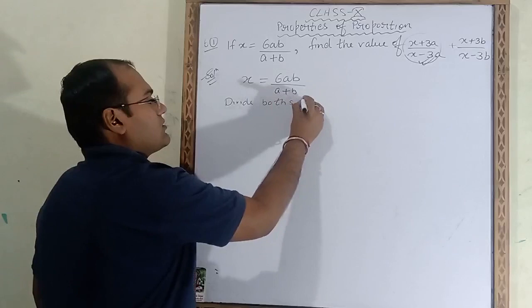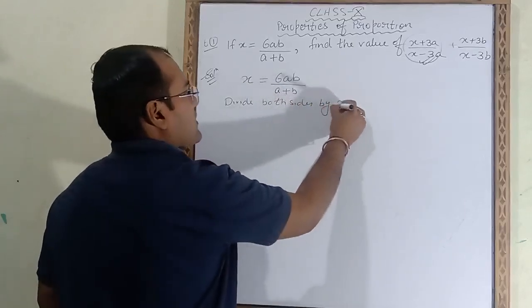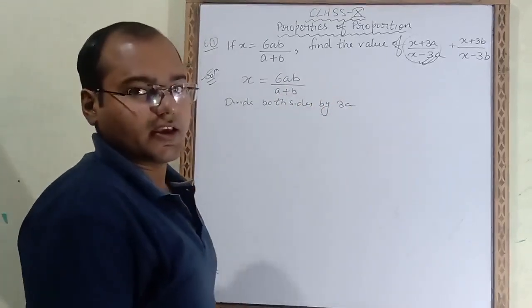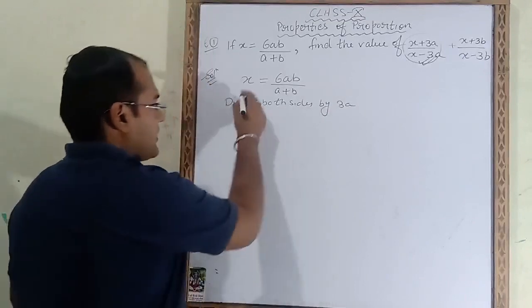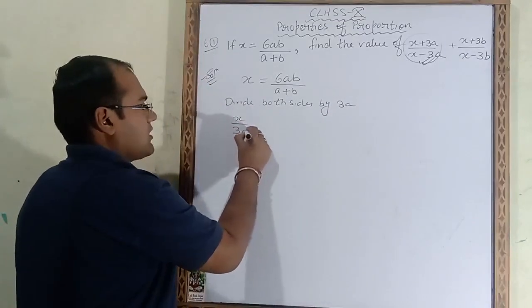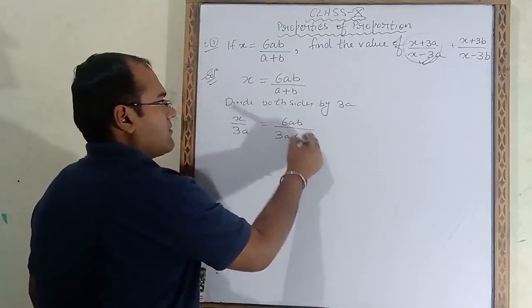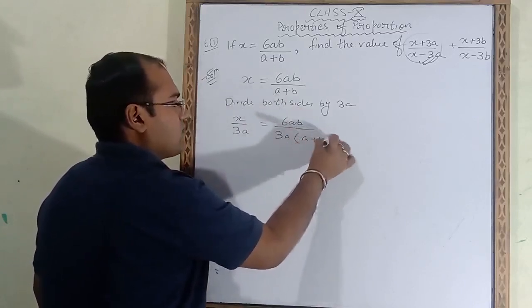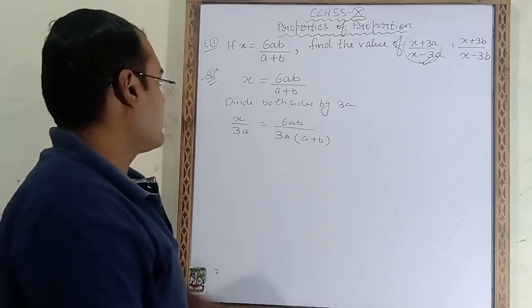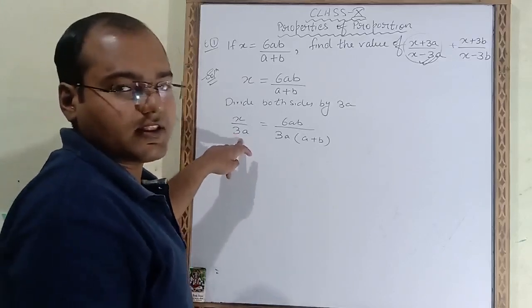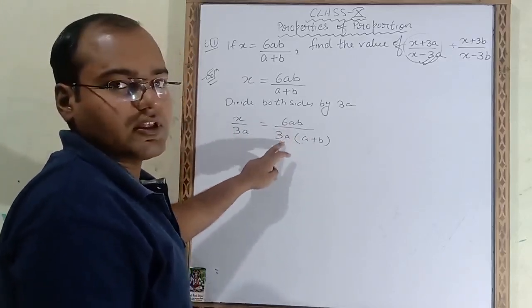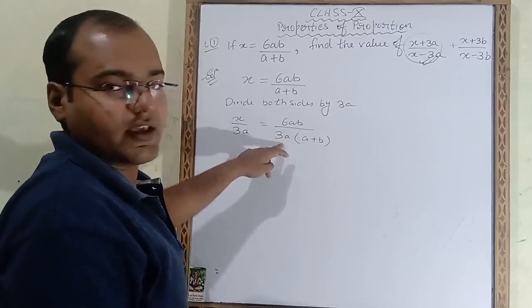Divide both sides by 3a. So here we have to write x upon 3a is equal to 6ab upon 3a. But this a plus b is already there, that also we have to take. So on the left side we have divided by 3a, and on the right side also we have divided by 3a.